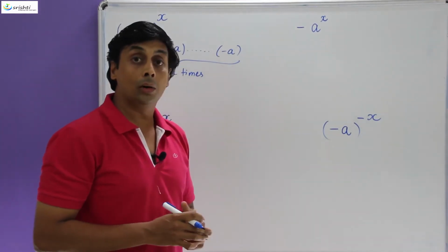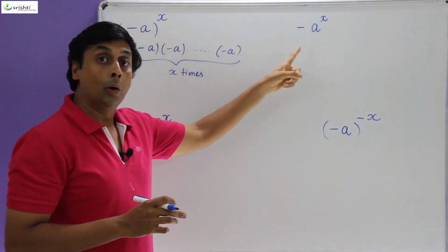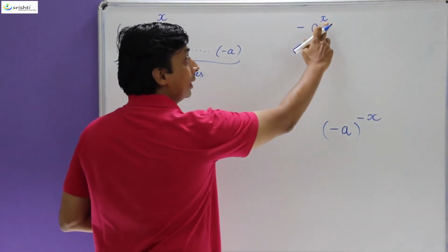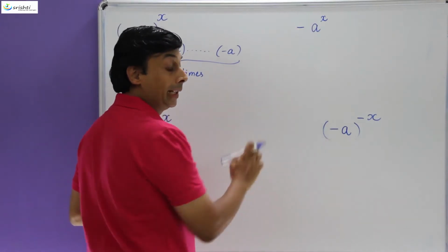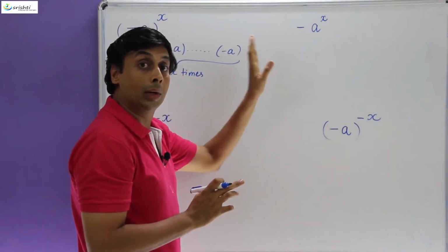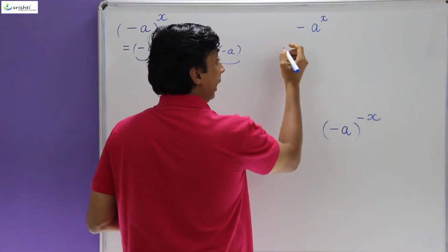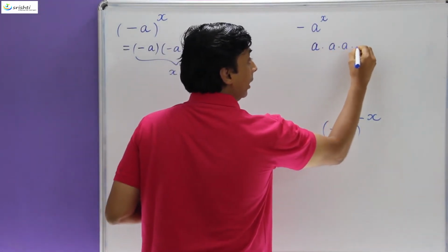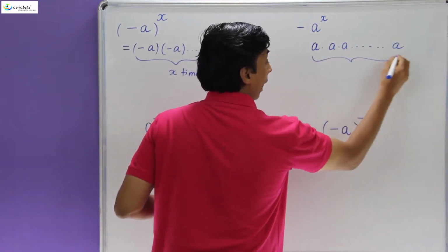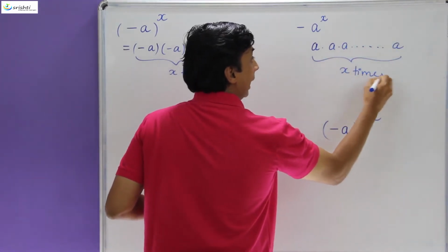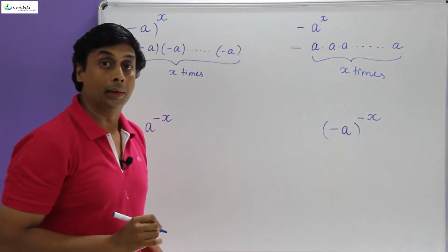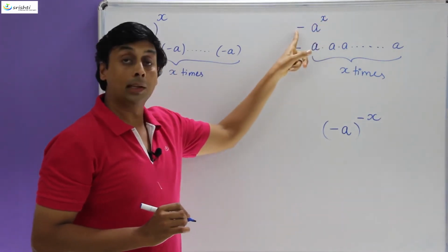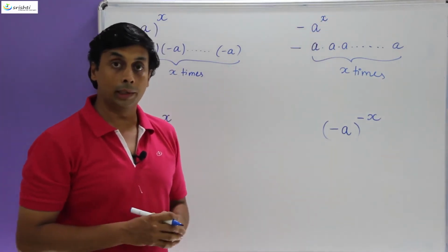So minus a the whole raised to x was here. Over here we have minus a raised to x. So what it means is this power of x now does not apply to this negative sign. It applies only to a. So minus a raised to x would mean I would first compute a raised to x, which is a into a and so on x number of times, and then I would append it with a negative sign. Now this is happening because I don't have a bracket here, and therefore the power of x does not apply to this negative sign. That is what it means.